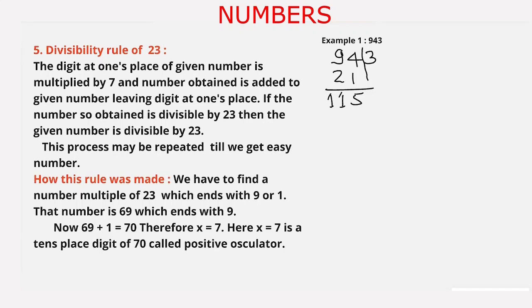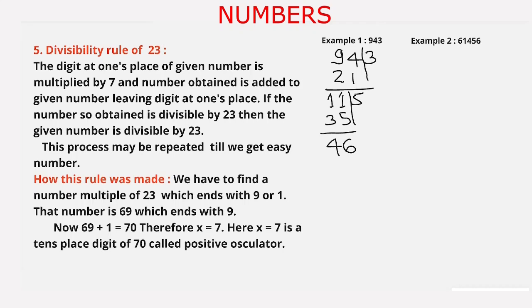The ones place digit of 115 is 5. 7 times 5 is 35, and leaving 5, we add 35 to the remaining part of the given number, and that number is 11. 11 plus 35 is 46, and 23 times 2 is 46. Thus 46 is divisible by 23. Hence the given number 943 is divisible by 23.